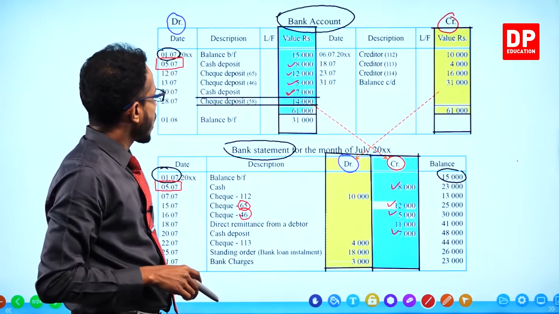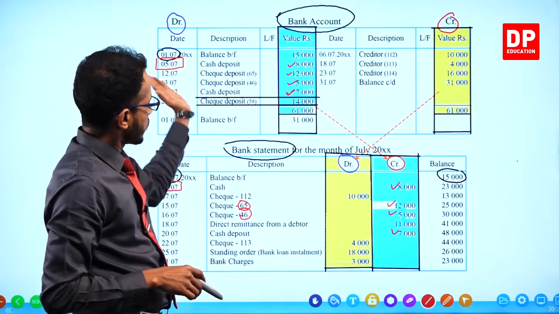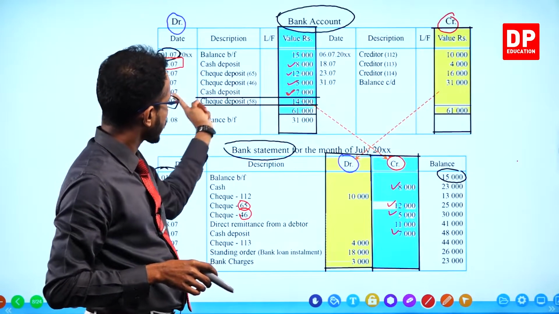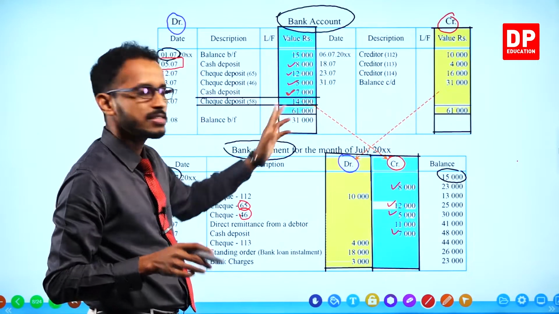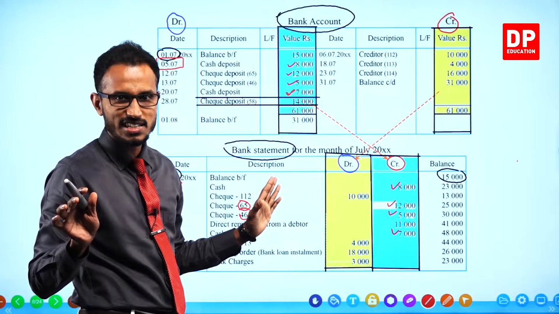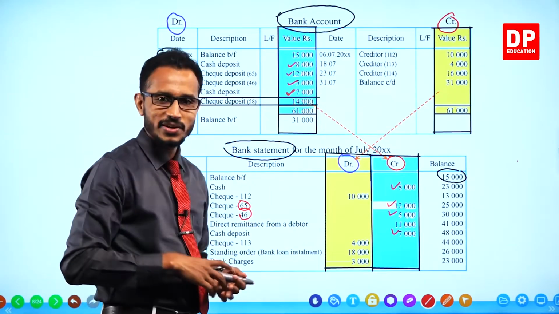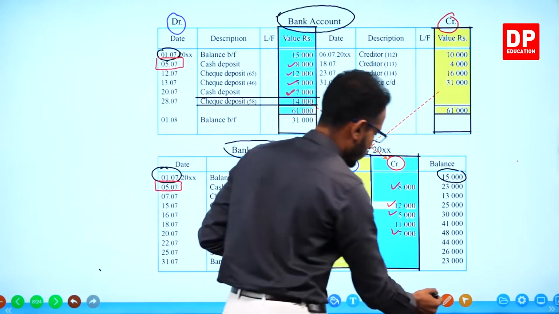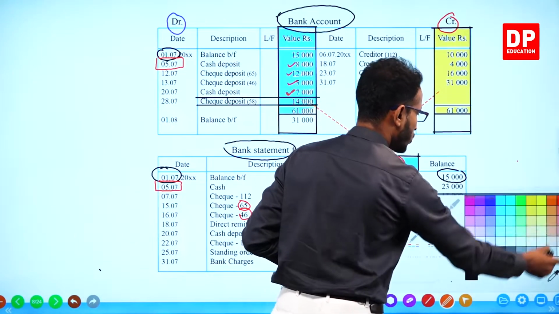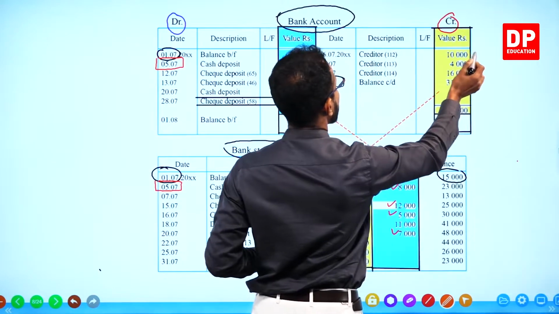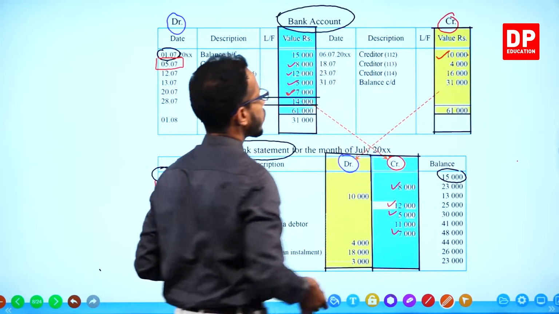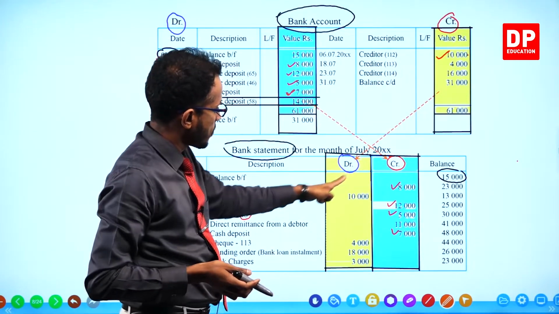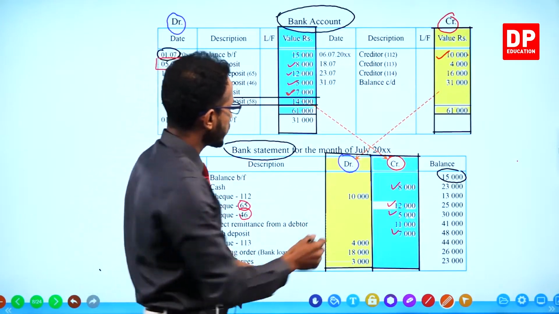Right. Our debit side is done, children. The debit side items all are ticked, and the item which is missing is boxed. It can't escape. Okay, we'll move on to the credit side. We have on top 10,000. We have to compare the credit side with the debit of the statement. 10,000 is here.